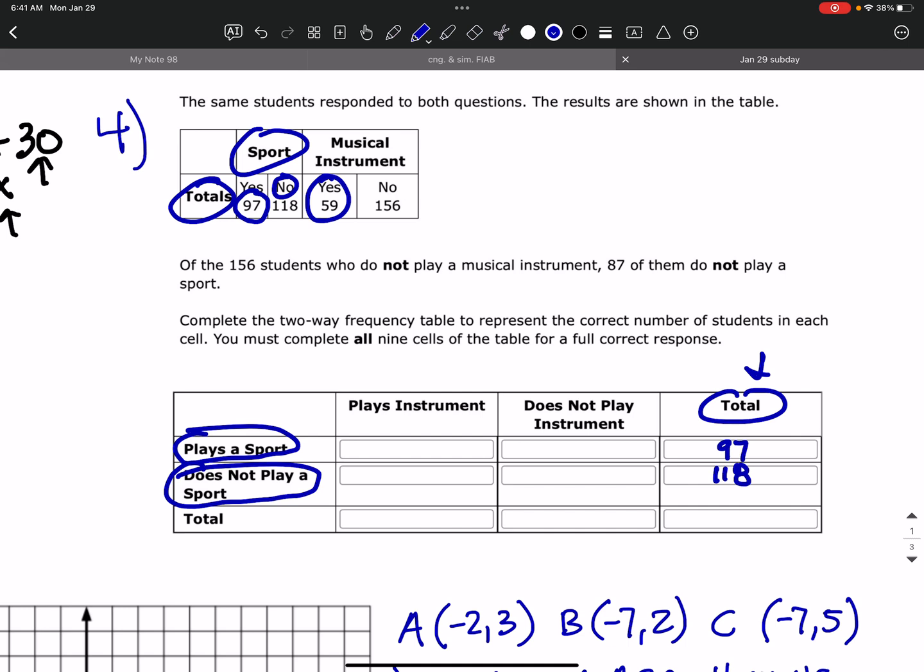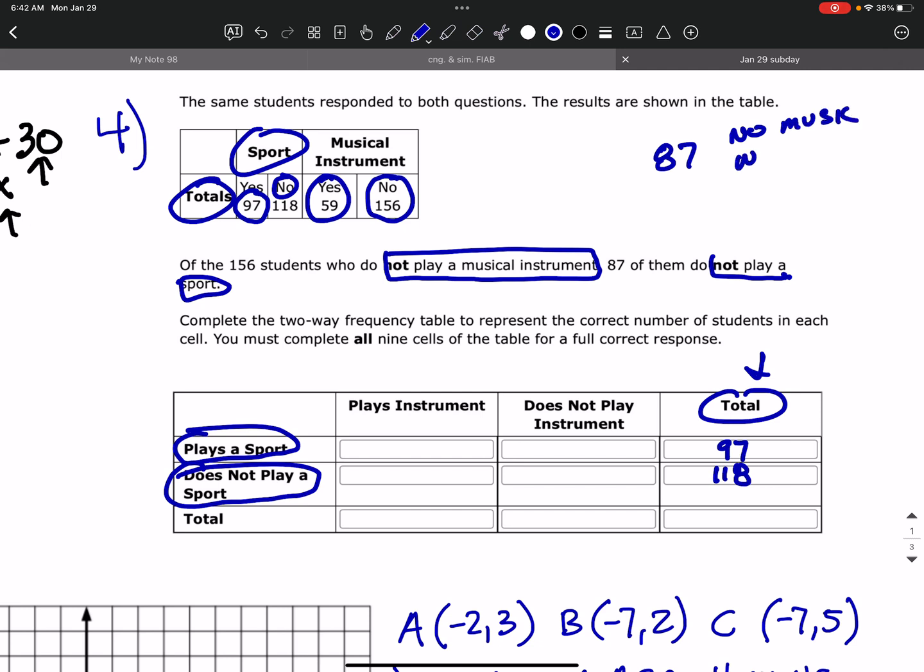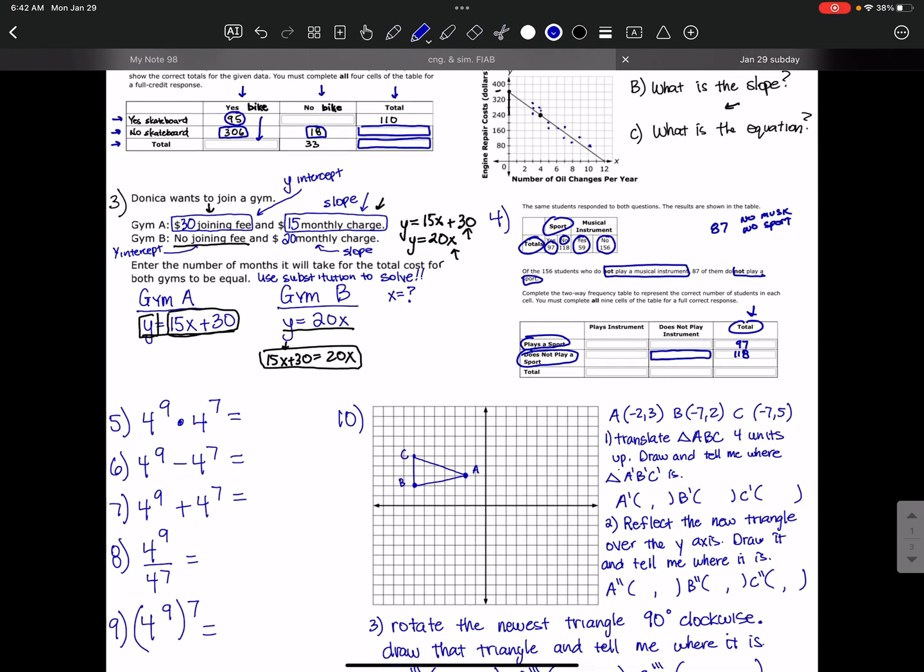Total people that play musical instrument. Total people that don't play musical instrument. And then here's another piece of information. For the 156 people who do not play a musical instrument, 87 of them do not play a sport. So there are 87 people who know music, no sport. That's this box right here. All right. Knowing all that information, you should be able to fill out every single one of those boxes because they add up sideways and they add up down.